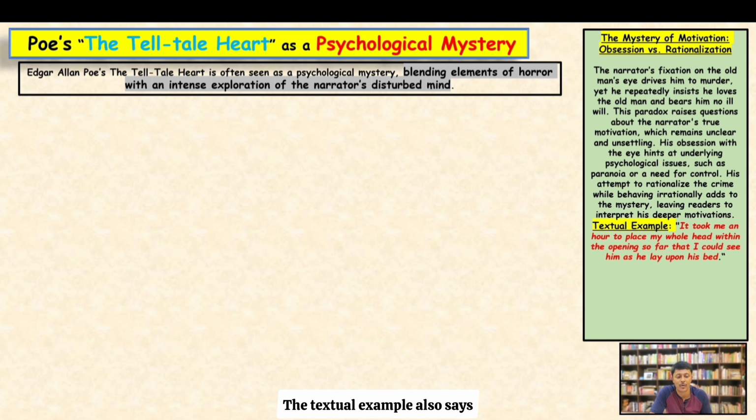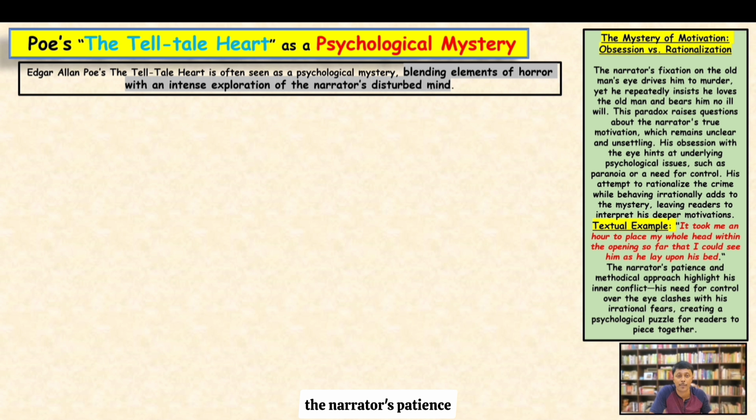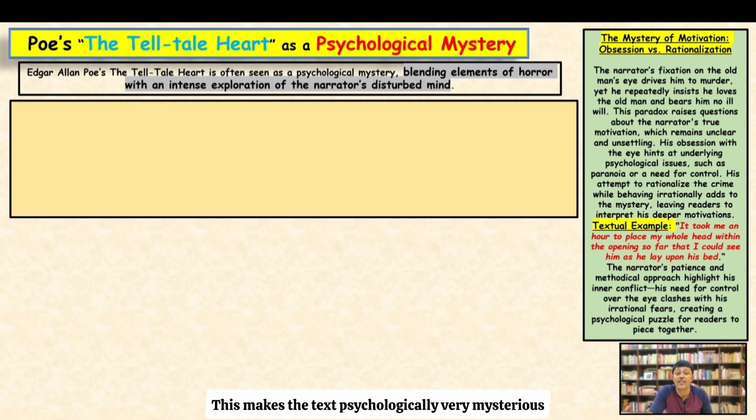The textual example also says that it took me an hour to place my whole head within the opening. The sentence suggests the narrator's patience and methodical approach, which highlights his inner conflict. His need for control clashes with his irrational fears, creating a psychological puzzle within. So, this creates a psychological mystery. This makes the text psychologically very mysterious.